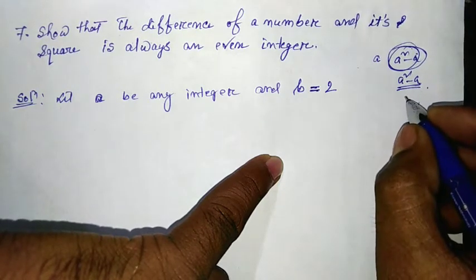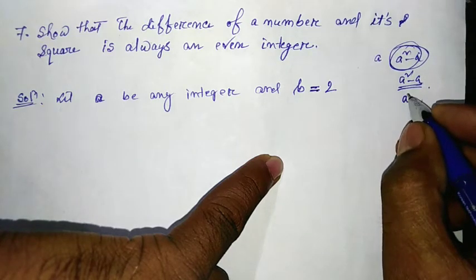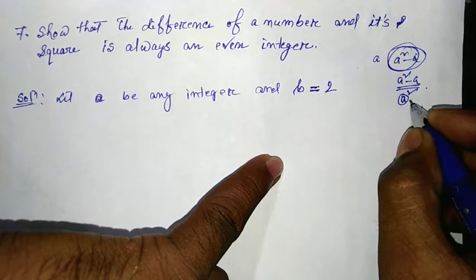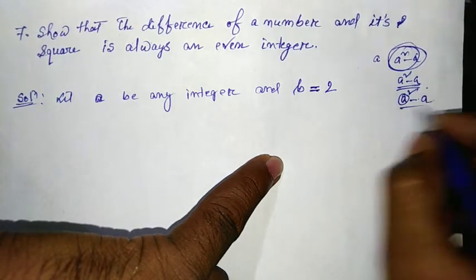Why a square minus a? Because square and its difference. If a is an integer, then its square is a square, and the difference means the square and its difference a.